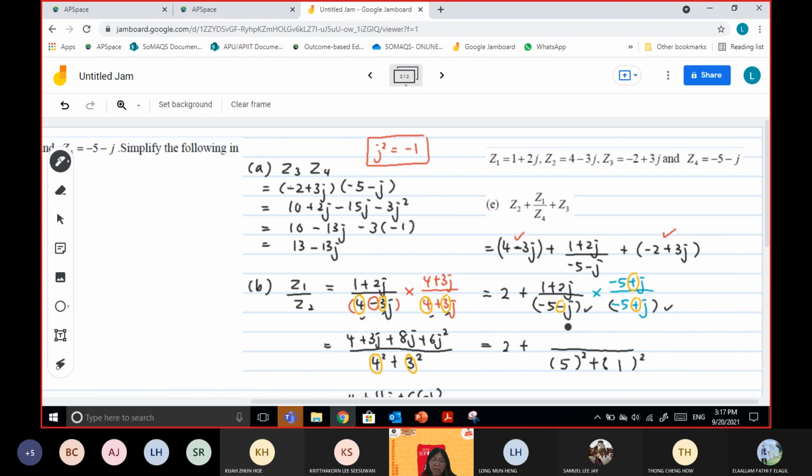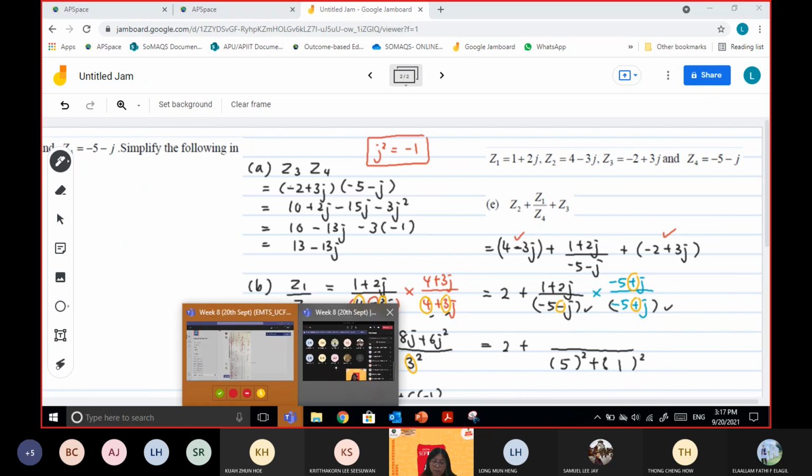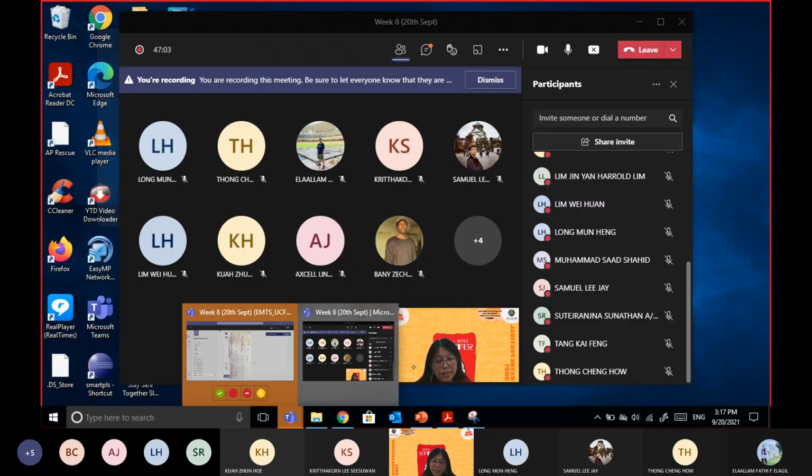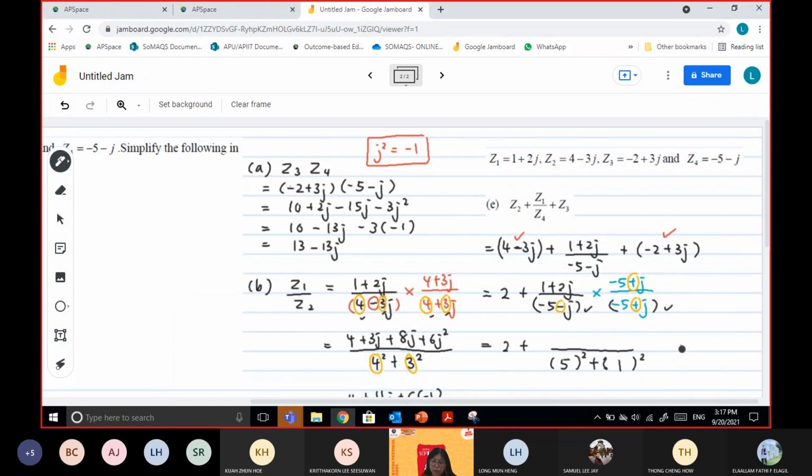Okay, then if we move on to the one at the top. So, Jing Yan, what is the expansion for the top? Jing Yan? Harold? Jing Yan, are you here? Okay, so what is the expansion for the top? I want the answer for this part.